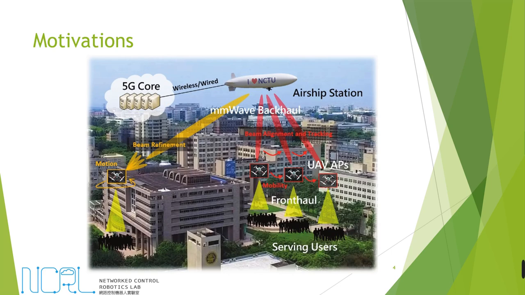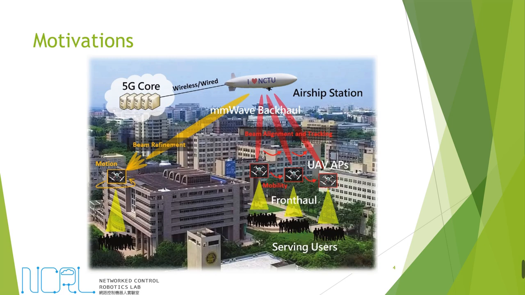So the first one is a project done in NCTU, and the PI is the president of our university. The motivation is that we want to provide a data service to the end user on the ground. The scenario is like a disaster, where the data service might not work, and we need to provide a mobile data service to the end user. So instead of a tower, we use a moving platform, which is an airship, this balloon. It carries a transmitter that is an mmWave backhaul, which has a high communication bandwidth.